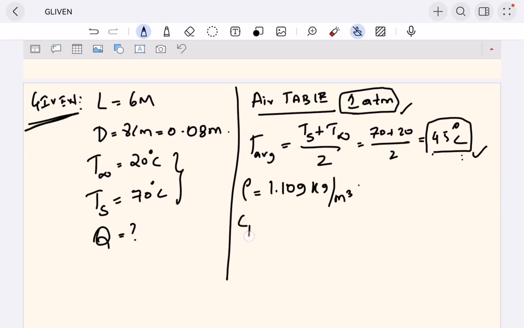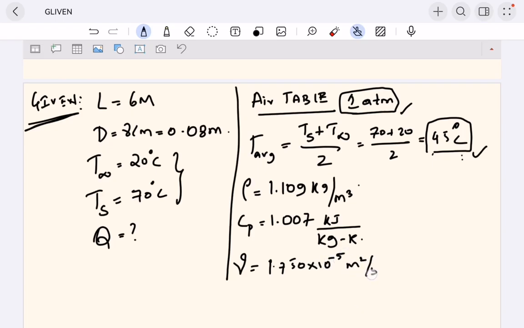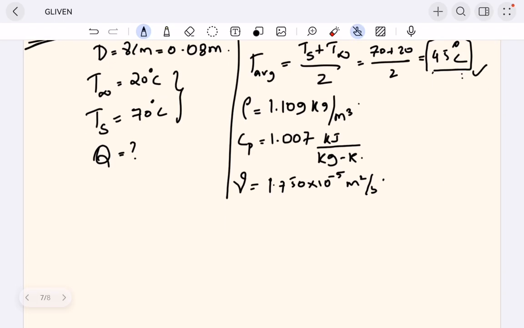Specific heat is 1.007 kilojoule per kg Kelvin. Right. Kinematic viscosity is 1.750 into 10 power minus 5 meter square per second. Dynamic viscosity mu is not given, should be there in the table.